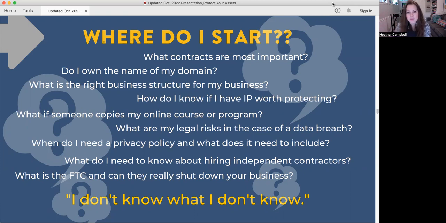Talking about an online business. Do I own the name of my domain? Is registering a domain enough? What is the right business structure for my business? How do I know if I have IP worth protecting? What if somebody copies my online course or program? What are my legal risks in the case of a data breach? When do I need a privacy policy and what does it need to include? What do I need to know about hiring independent contractors, employees, etc.? What is the FTC and can they really shut down your business? I don't know what I don't know.